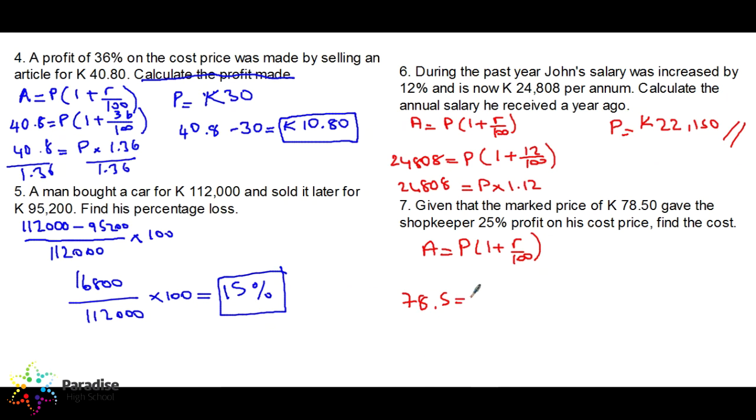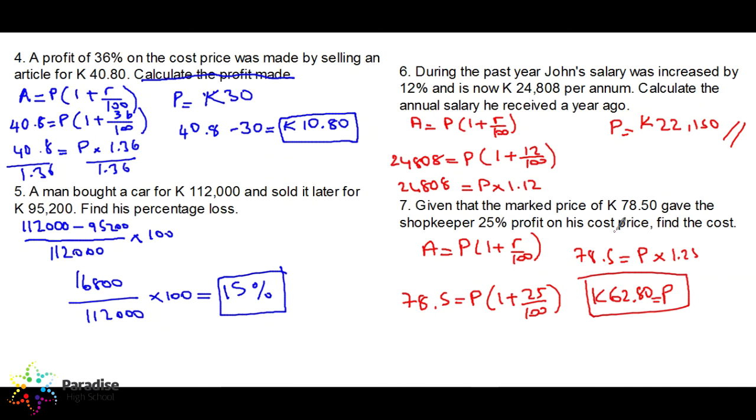So 78.5, that is A. I will find the cost, P, with 1 plus 25 over 100. So that makes 78.5 equal to P times 1.25, and P is equal to 78.5 divided by 1.25, which is 62.8 kina. 62.8 kina will be the cost of the item.